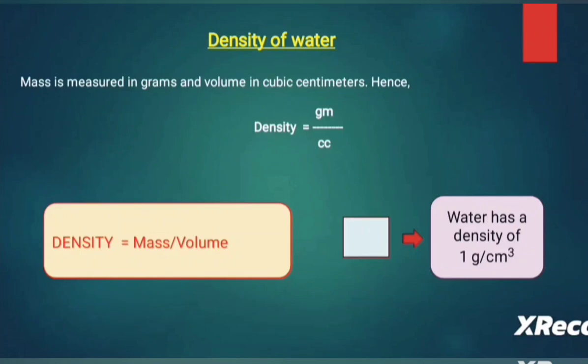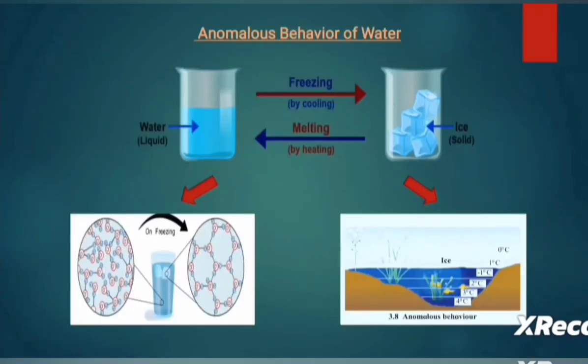Density is the interrelationship between the volume and mass of a substance. The space occupied by a substance is its volume and the quantity of matter in a substance is its mass. So density is equal to mass upon volume, and gram per cubic centimeter is the unit of density. Generally, when the temperature of a substance is low, its density increases and its volume decreases. This is the rule, but water is an exception to this rule.